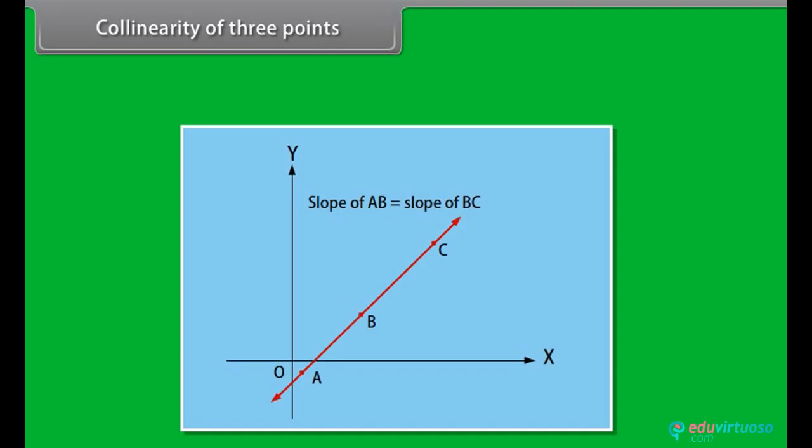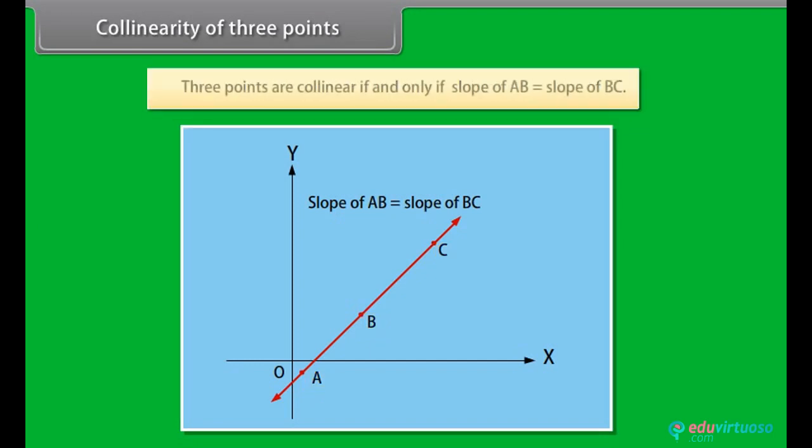Collinearity of 3 points. Look at this figure. Here the points A, B and C are collinear because they lie on the same line. Or we can say the 3 points are collinear if and only if the slope of AB is equal to the slope of BC. Let us solve an example to understand it better.